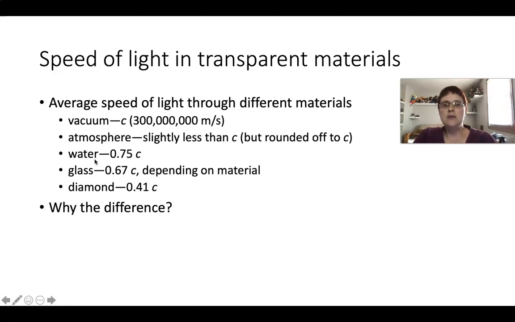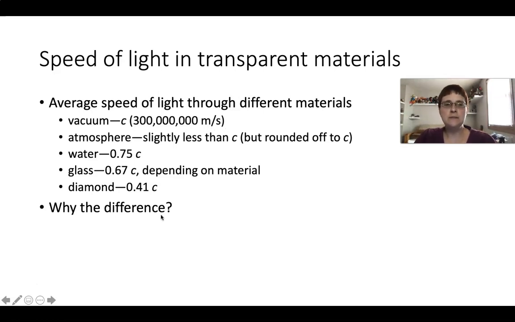When we move into a liquid like water, because it's transparent, the speed of light goes down. It's only 3/4 of the value of C. When we move into glass, depending on the type of glass that it is, it's going to be 2/3 the value of the speed of light in a vacuum. And then diamond, it's going to slow down even more. We're going to go down to 0.14, so less than half the speed of light in a vacuum.